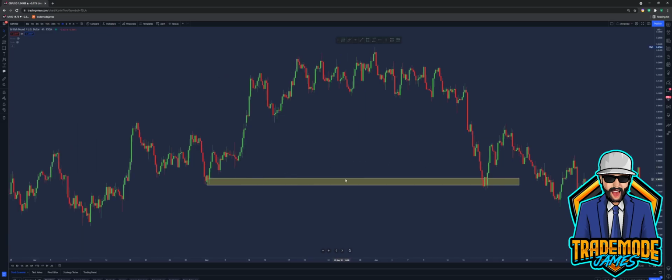So that's another good example right here of a demand zone. And like I said, there's no difference in supply and demand on the charts other than one's on top and one's on bottom, right? One's a buy, one's a sell.